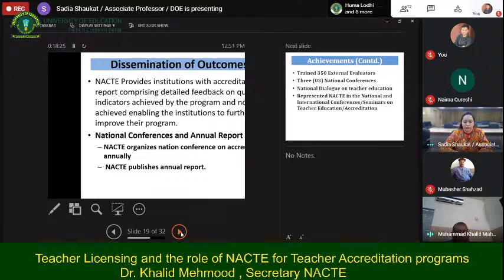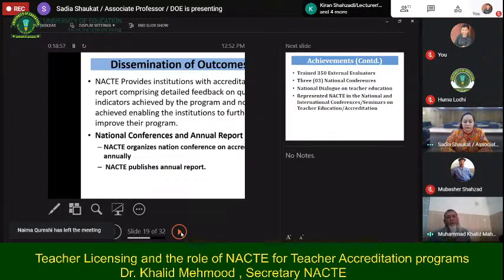We also provide detailed feedback. We provide the institution with an accreditation report, which comprises detailed feedback: which of the indicators have been qualified and which have not been qualified and why? So that institutions can work on their weak areas and prepare for a better accreditation level when they apply for re-accreditation. So how do we disseminate the outcomes of our accreditation? We provide institutions with detailed feedback. We organize national conferences, we publish an annual report, and now we have started publishing a quarterly newsletter, which is available on our website.